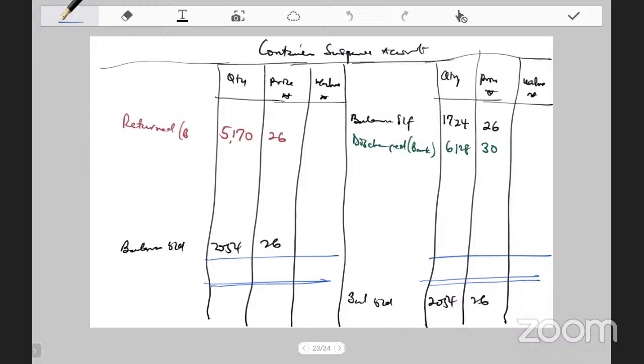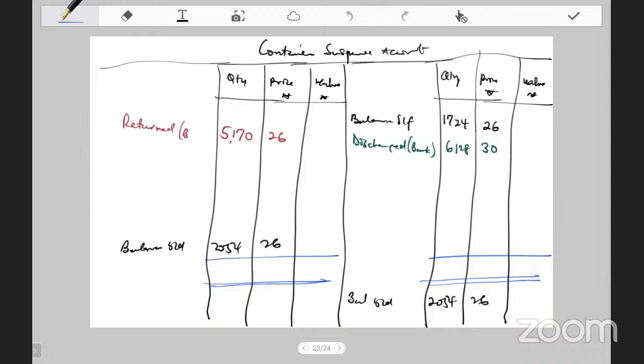24 times 1724. Plus that's 61. 44,000. No, 44,000. Which one is 14? First one now. Why are you giving me? You know, we have to get the return first. That is 1724. Yes, that was plus 6128.